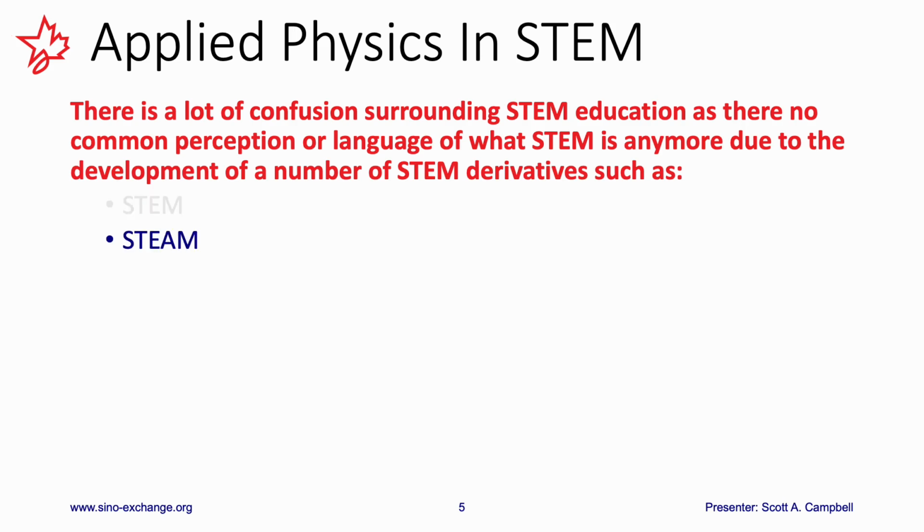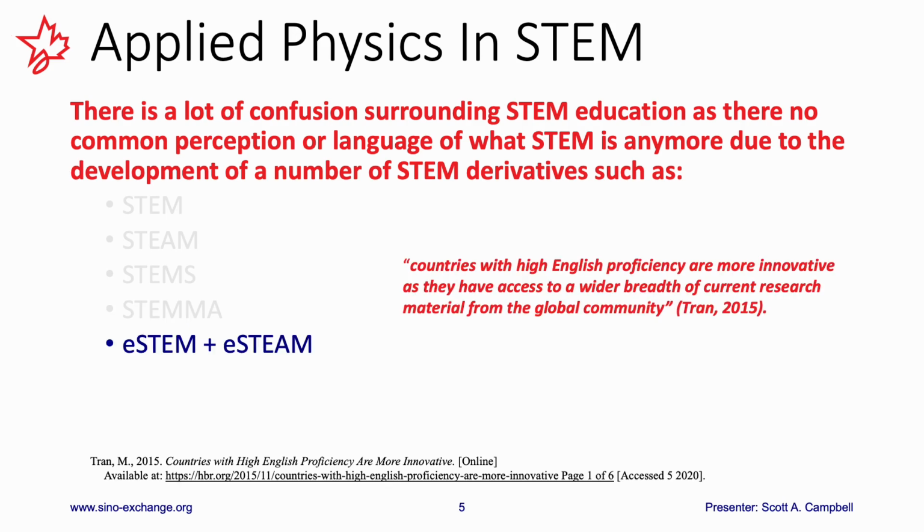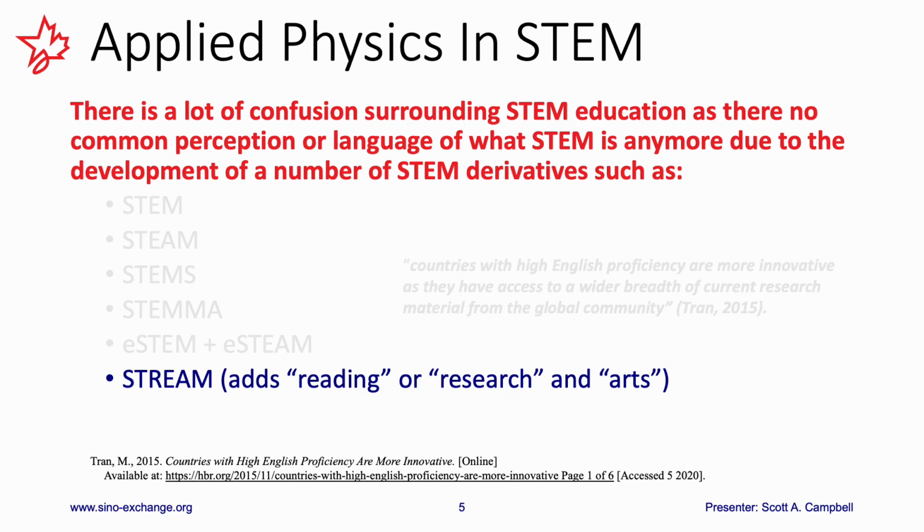We have STEM, and we have STEAM, which adds creativity through the arts. But we also have STEMS, which recognizes the importance of social sciences by adding the S at the end of the acronym. STEMA, which adds managerial arts, was first proposed by Harvard University. Next, we have eSTEM, which recognizes the importance of developing English literacy development. And this idea of including an ESL curriculum into the STEM framework is an important idea for non-English speaking countries so that students can access a wider range of research materials, which will help them become more innovative. And this leads us to another derivative known as STREAM, which adds reading or research.